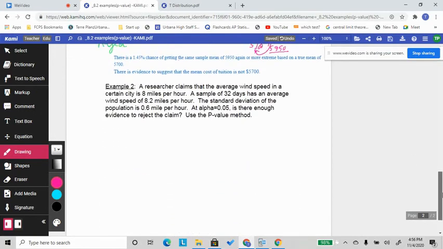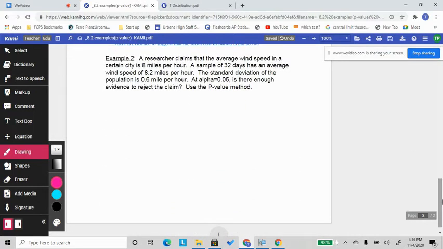Okay, so example 2. A researcher claims that the average wind speed in a certain city is 8 miles per hour. A sample of 32 days have an average of 8.2 miles per hour. Okay, so this is still going to be 8.